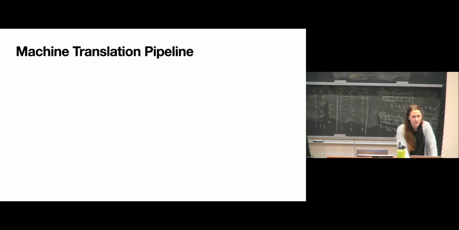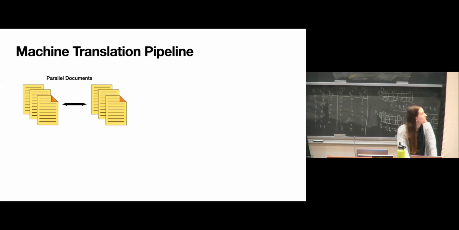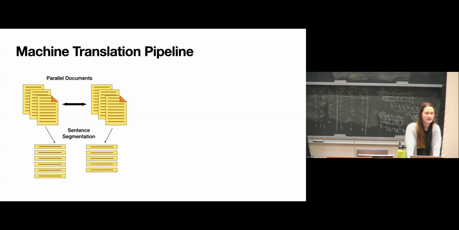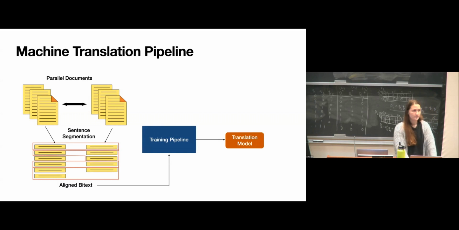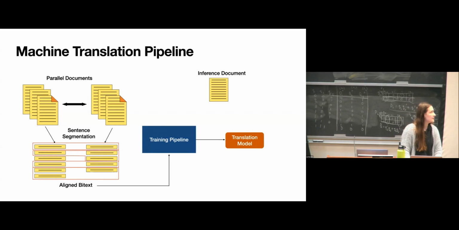So if we look at the pipeline, what we start with is the curation of training data. So to create machine translation training data, what we first do is we identify parallel documents. These documents are then split into sentences. These sentences are fed into some aligner, and the output of that is bitext. This bitext is our training data that we'll use in conjunction with some training pipeline. And then the output of that pipeline is our trained model. Once the model is trained, during inference, we receive yet another document. We need to first segment it into sentences before we can feed it into our model to get translation output.